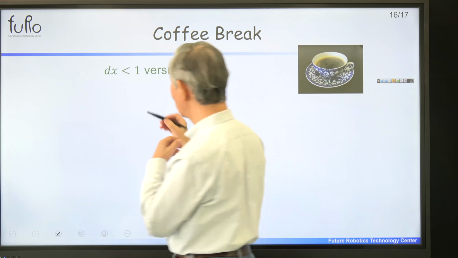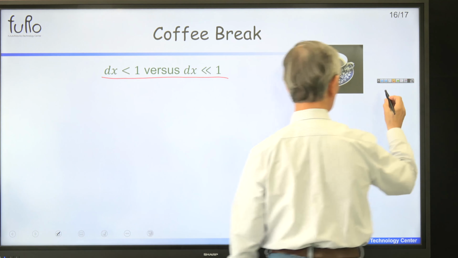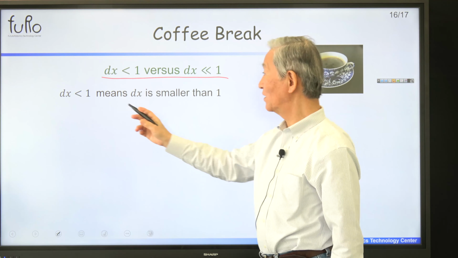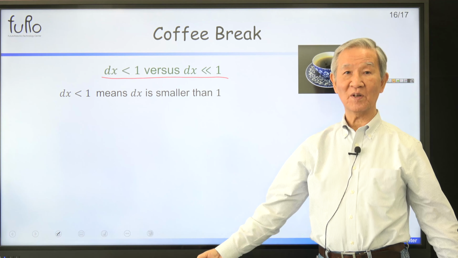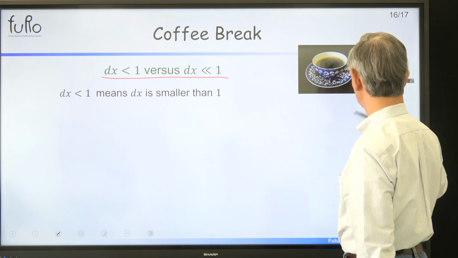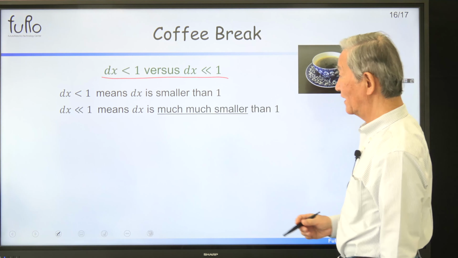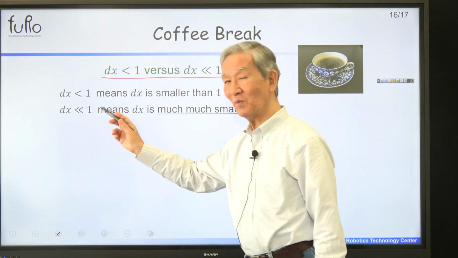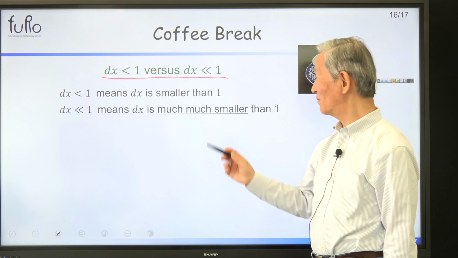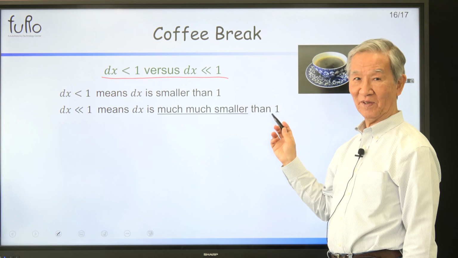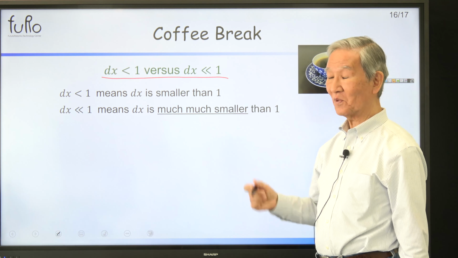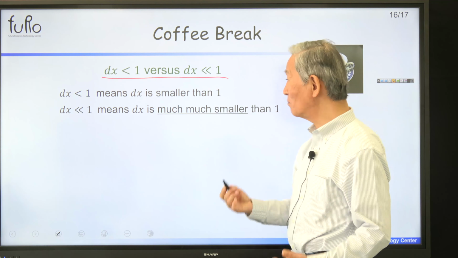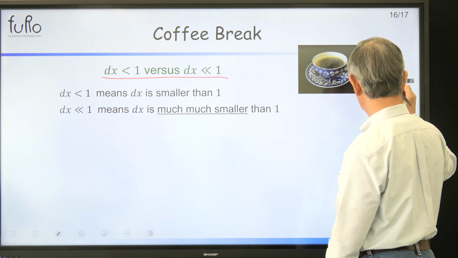All right, as I promised. Coffee break: what's the difference between this one and that one? Well, one of them we already know means dx is smaller than 1. Yeah, that's smaller than 1. And then you have 2 smaller than. So it must be much, much smaller than 1. And the question is, of course, what we mean by much, much smaller than 1.